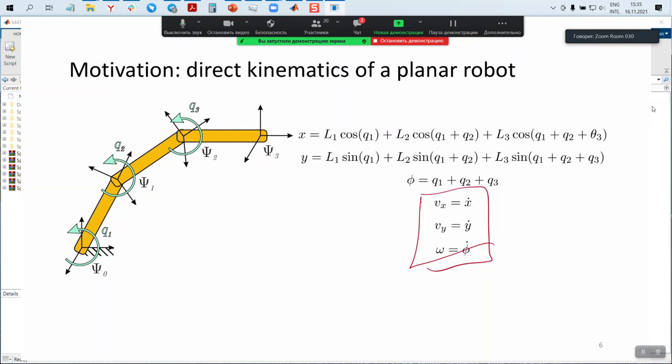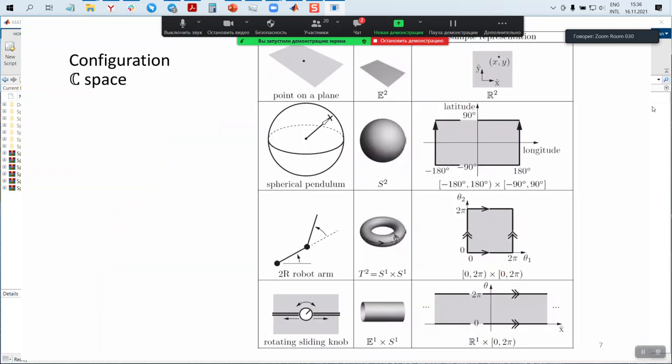What can we do with the spatial case? The spatial case is much more complex and elaborate, but how can we tackle it? Here we need to consider what you should do with spatial motion. It's much more complex. Let us consider why. Here you can see different configurations with different topologies.